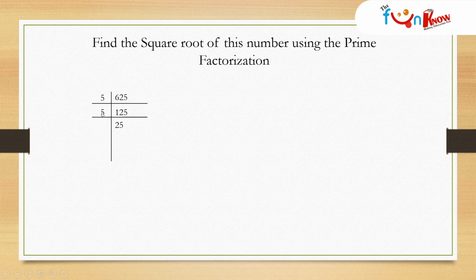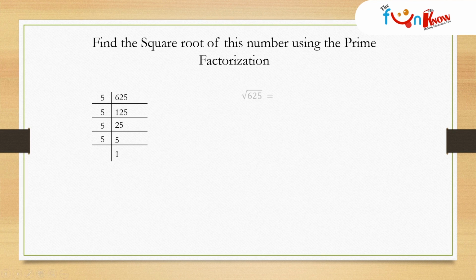Further, 125. 5 twos are 10. 2 is remaining, so 25. And 5 fives are 25. That's why it is 25. Then 5 fives are 25 and 5 ones are 5. So this is how I have factorized 625, students.